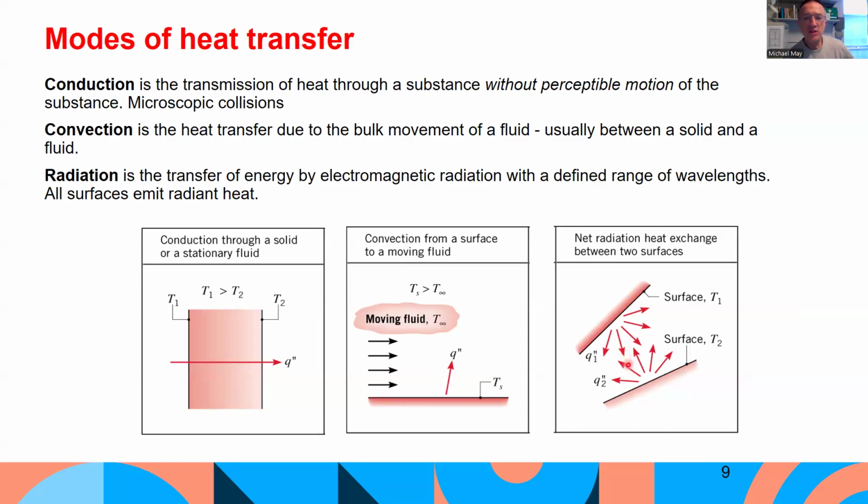Radiation is the way the sun emits its radiation. It doesn't need a medium. It can happen in a void or a vacuum, and all surfaces that are above absolute zero emit radiant heat. So radiation here is defined as the transfer of energy by electromagnetic radiation with a defined range of wavelengths. All surfaces emit radiant heat.